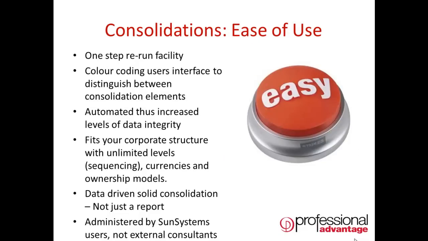Consolidations is very easy to use with one-step run functionality and the ability to color code all of your layers within a consolidation hierarchy to make it easy to identify them. The automation increases levels of data integrity and it fits your corporate structure with unlimited levels of sequencing, currencies, and different ownership models. The output in a consolidated business unit means that the data there for your consolidated report is not just a report. It is data-driven, and therefore you can report historically on that data at any time, and through the audit trail of consolidations, see exactly where the data came from and what led to the results in your consolidated report.